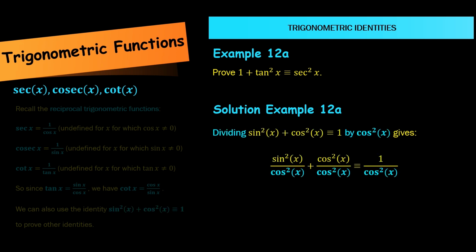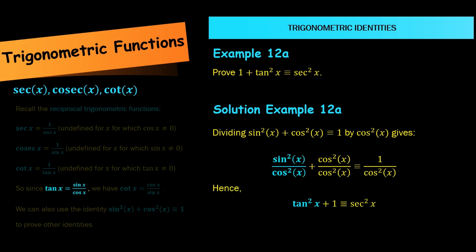This gives us tan squared x, since tan x equals sine x over cos x, plus 1, since cos squared divided by cos squared is 1, is identical to sec squared x, since sec x equals 1 over cos x. And therefore we've proved the result.